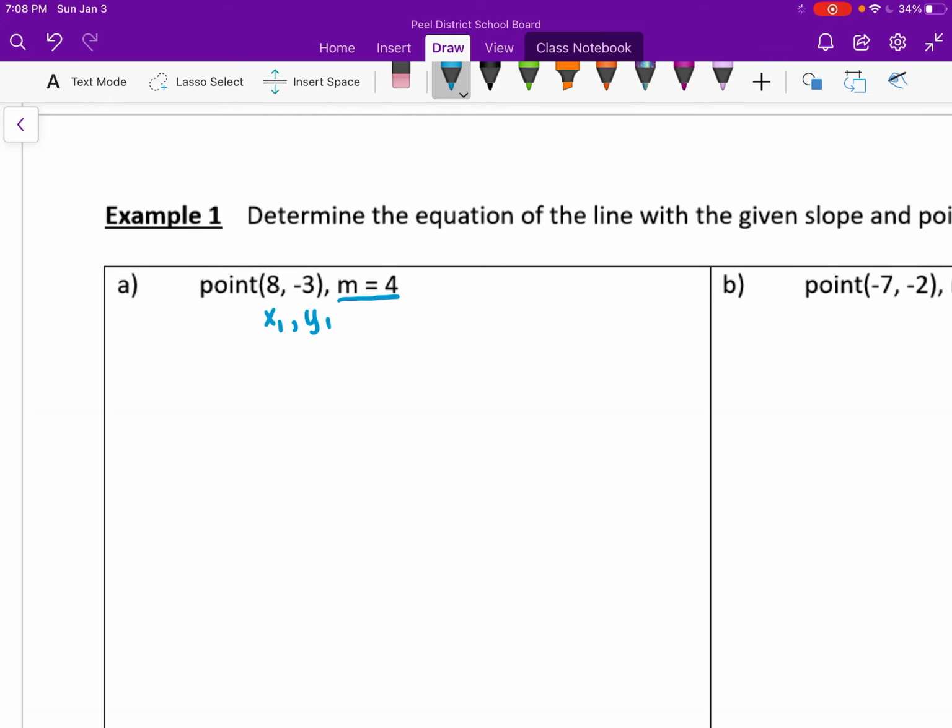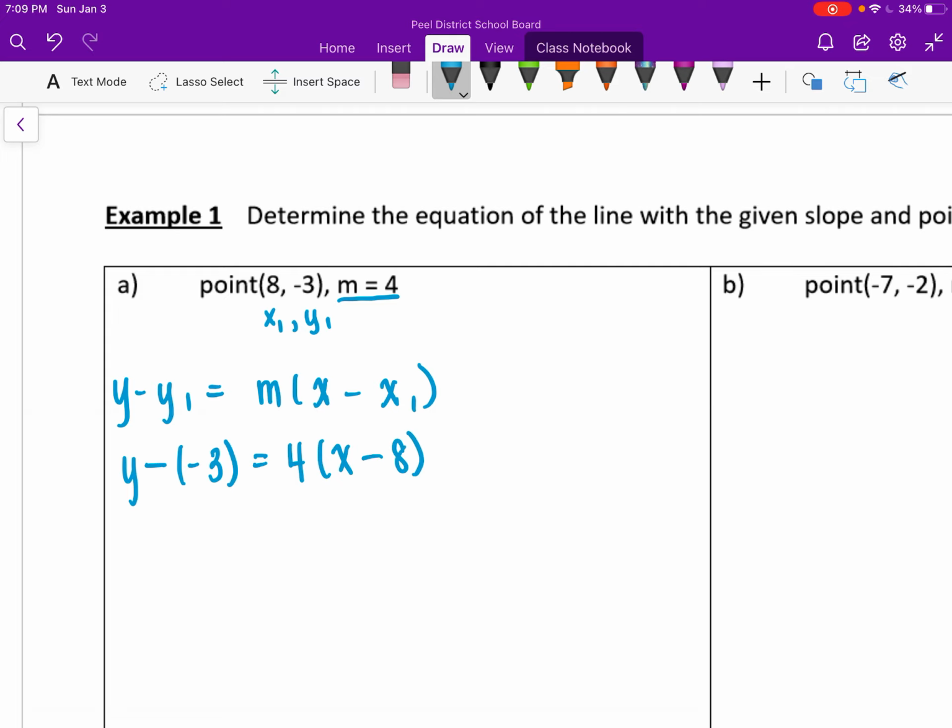So I'm just going to go in and write my equation in. Y minus y1 equals m times x minus x1. I'm going to start plugging stuff in. Y minus -3, and make sure you always put -3 in brackets. 4 is the m, x minus 8, right?